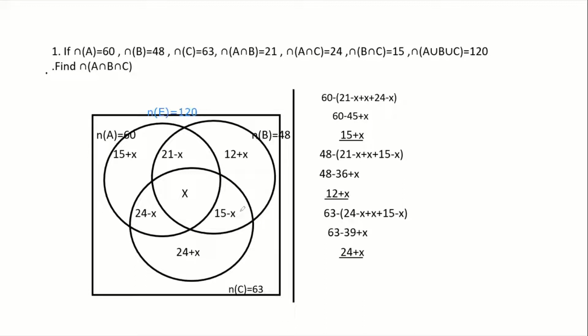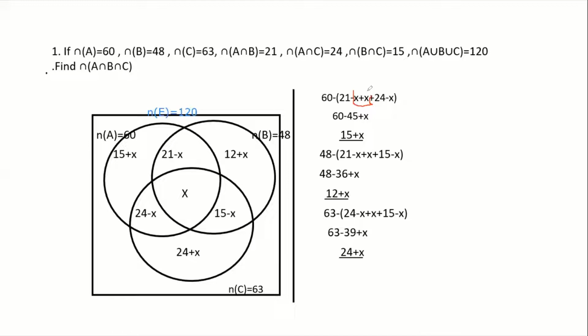We shall go ahead and calculate for A first. That is 60 minus 21 minus X plus 24 minus X. If we come back to our expression here, we have minus X plus X, which will give us 0. So we shall end up eliminating this and eliminating this.